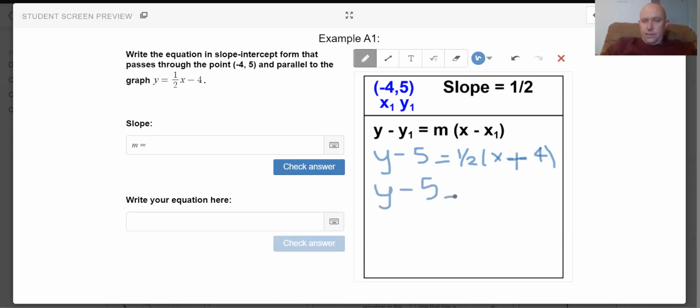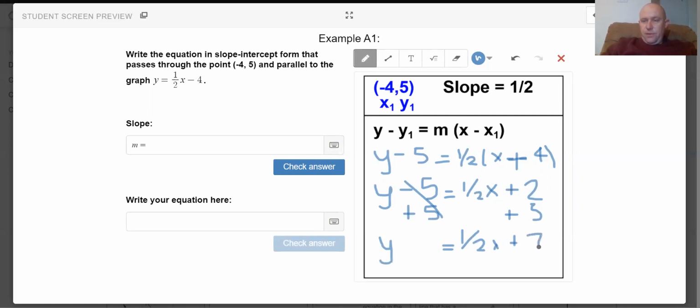1/2 times x is 1/2 x, and 1/2 times 4. If you're not sure, just go ahead and use your calculator. It should be 2, and therefore I'm going to put +2. To make it say y equals, I want to move this -5 to the side, which I do by doing the opposite. The opposite of subtracting 5 is to add 5. That would cancel. And then I would get y equals 1/2 x. That doesn't change. And +2 plus 5 is +7.